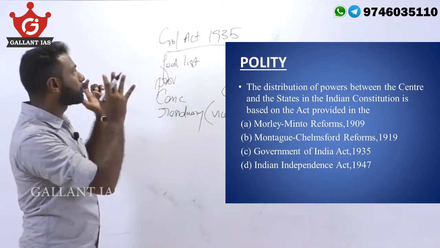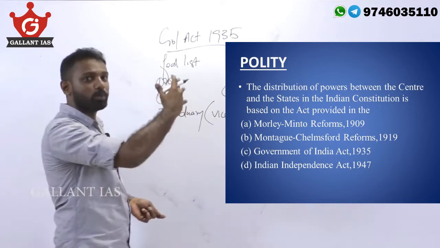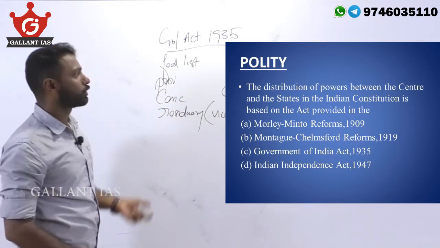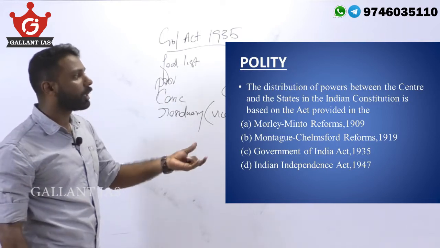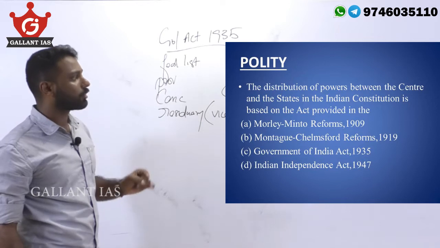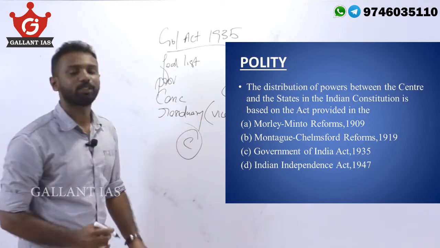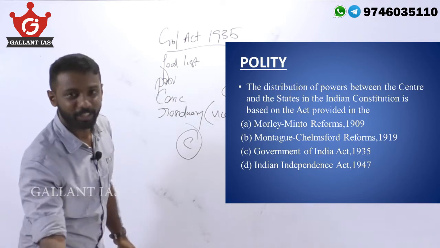So the provisions of the Government of India Act 1935, that is the structural part, we adopted in our present day constitution. So we can say that the distribution of powers between the center and states in the Indian constitution is based on the act provided in the Government of India Act of 1935. Right?